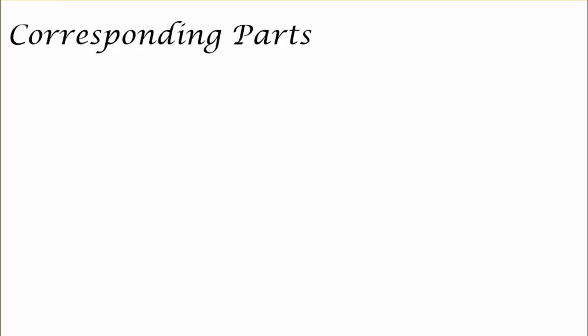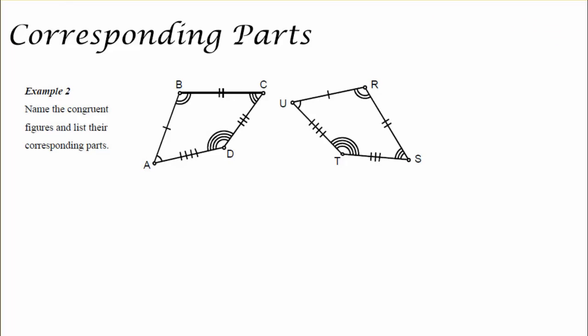But can we take these properties and apply them to even a 4-sided shape? So looking at this example, I have these two quadrilaterals. Now they're oriented kind of funny. I can maybe think that they're congruent, but how do I use these symbols?